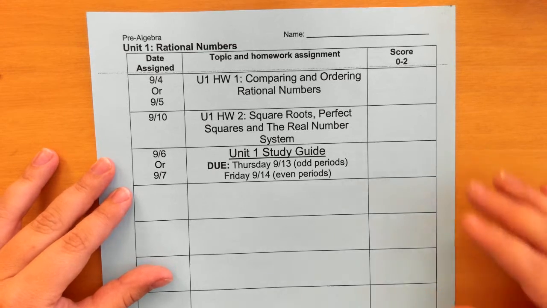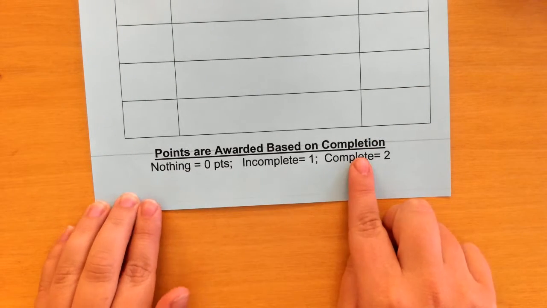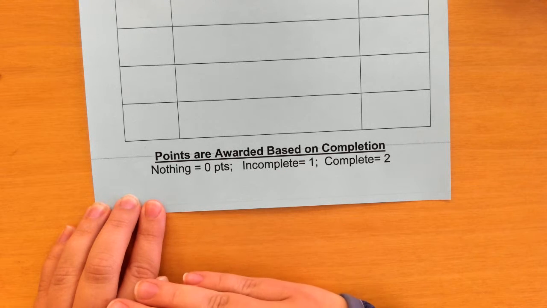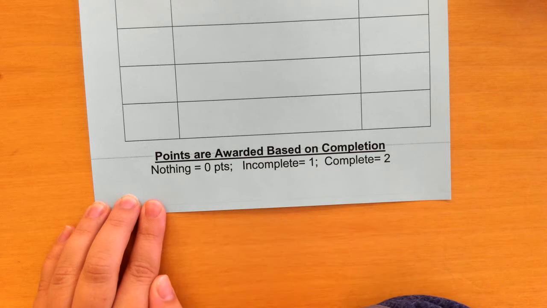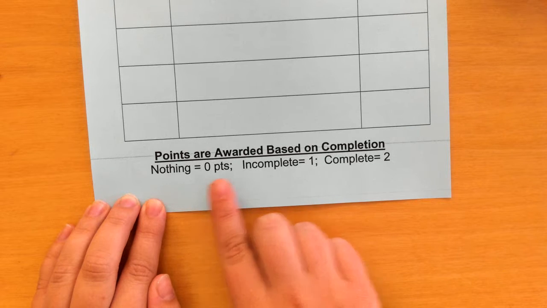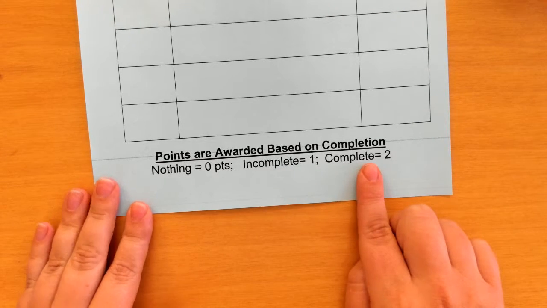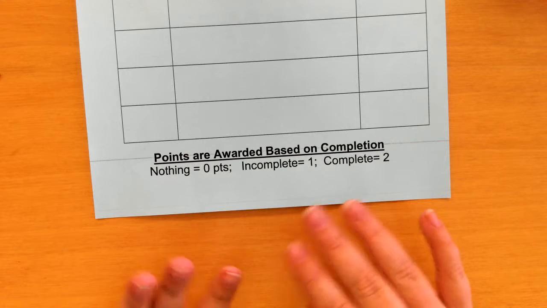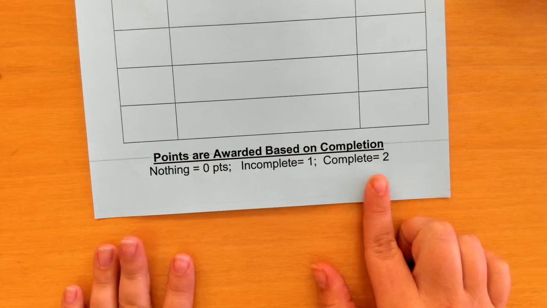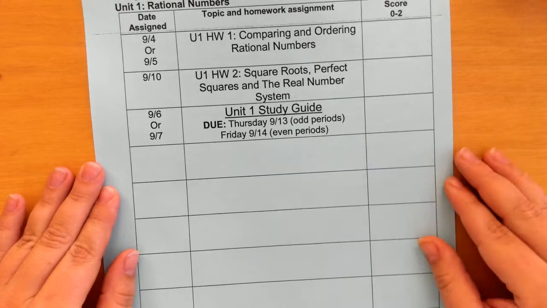Points are awarded based upon completion. If you look at the bottom of the homework chart, it states that right down here. So if the homework is blank, or if it's something that requires work to be shown and all you have are answers, you did not complete the assignment. That's 0 points. Incomplete would be if you only did half of it, and complete meaning all the questions are answered, there's work supporting your answers, all that good stuff, you get the full 2 out of 2. So as I said, all of the homework assignments for a unit will be listed.